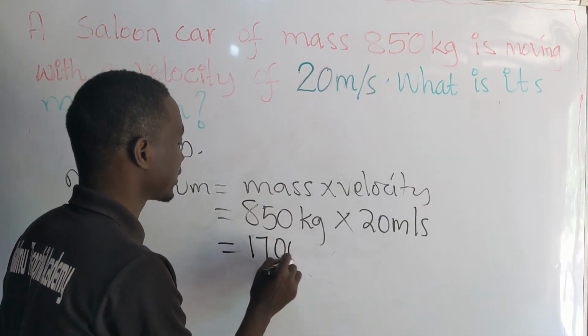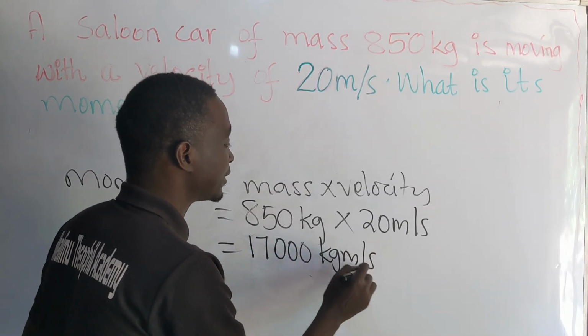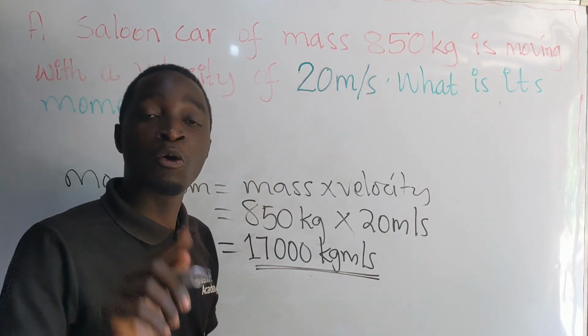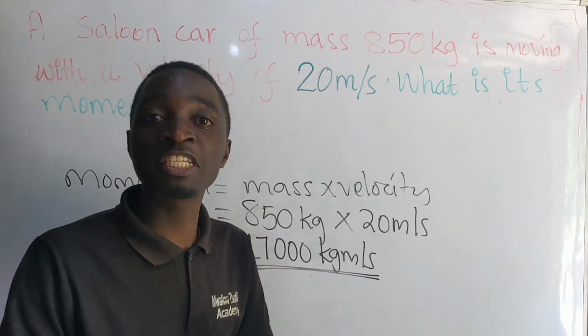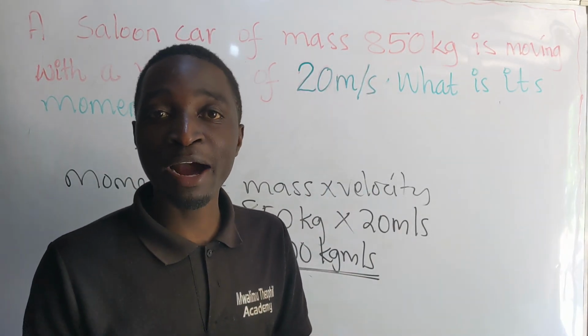17,000 kilogram meter per second. Now, this is the momentum of this car. So you have to know that when you want to calculate the momentum of a body, it is equal to mass times its velocity.